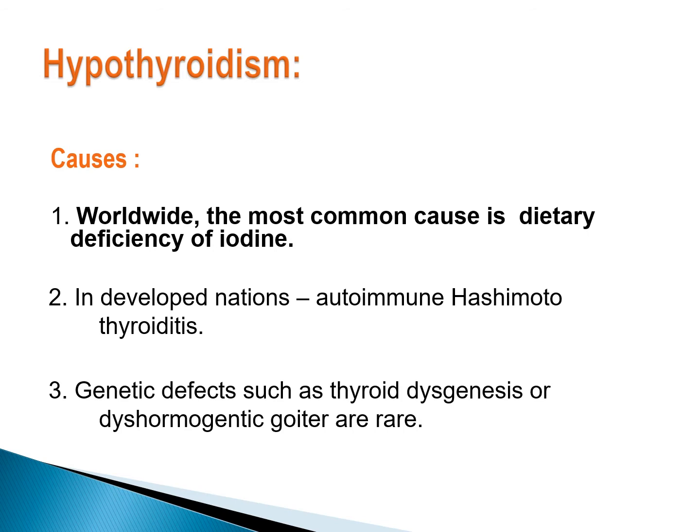In developed countries where iodine deficiency is not common because of good nutrition, the autoimmune Hashimoto thyroiditis is considered the most common cause. Another cause of hypothyroidism is genetic defects. This is rare, like thyroid dysgenesis or dyshormonogenetic goiter. Both of these diseases are genetic defects in the genes responsible for thyroid hormone synthesis, and they are rare.